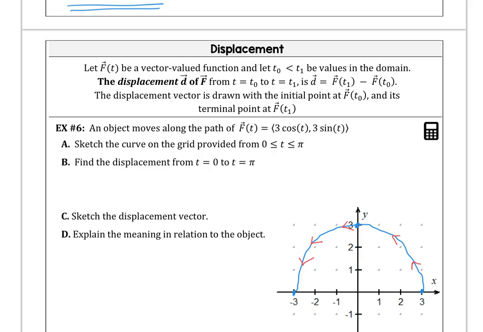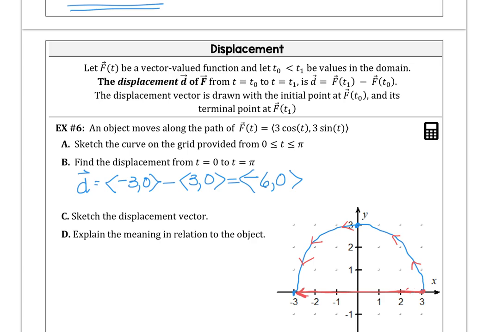So the displacement by the definition above is -3, 0 minus 3, 0. The displacement is -6, 0. You see what that told us? This is the displacement. We traveled that distance. Sketch the displacement vector. So really and truly, I just want no arrow on that end. The displacement vector starts here and ends over here, 6 units to the left.